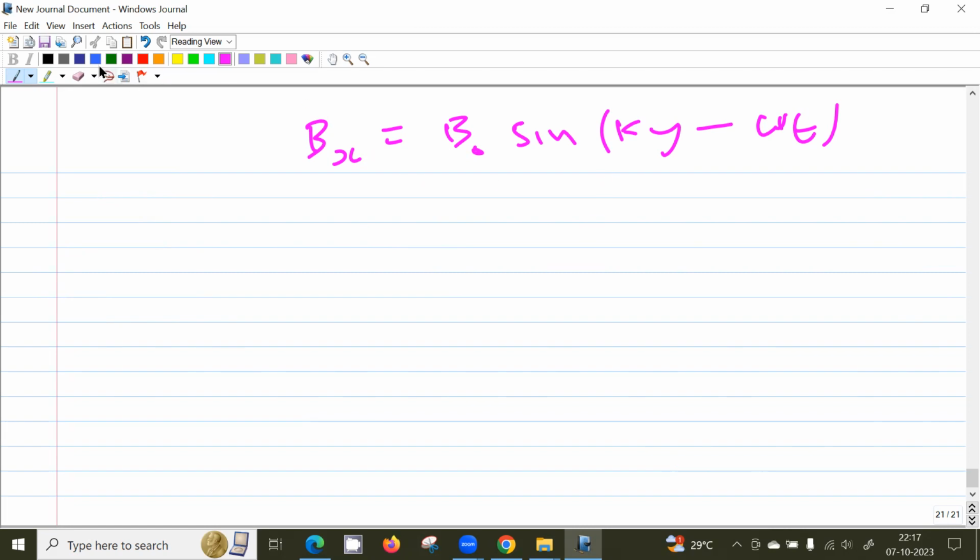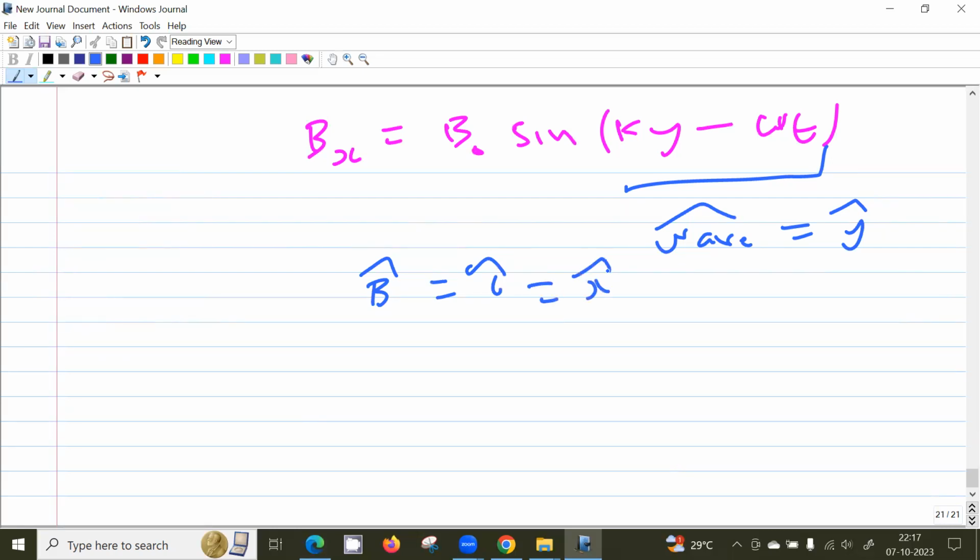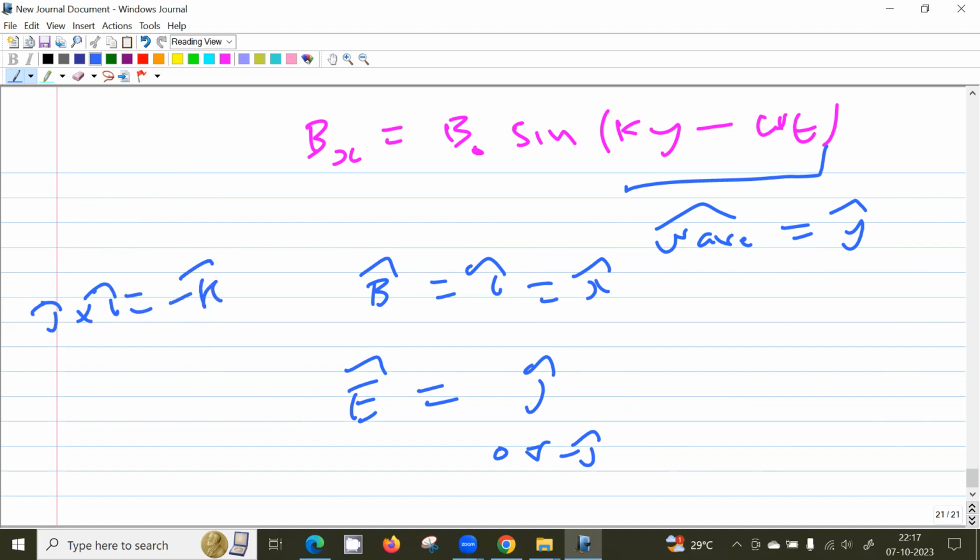So the first thing I can conclude is the direction of propagation of the wave. It is the Y direction. Okay, and the magnetic field direction is i cap or x cap. From this I can find the direction of E. It's either j cap or minus j cap, that you have to figure out. So E cross B, if it is j, j cross i is minus k, since i cross j is k.